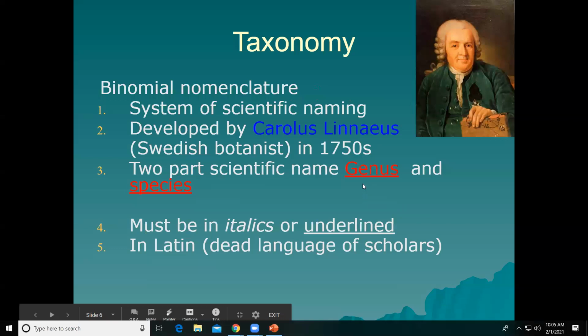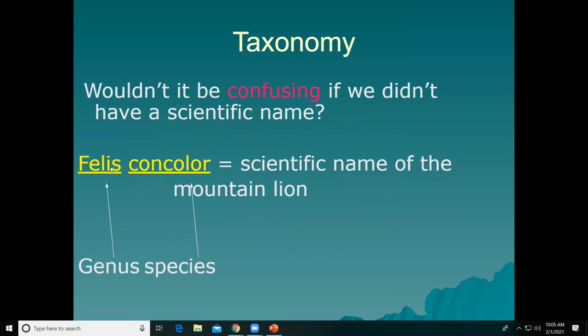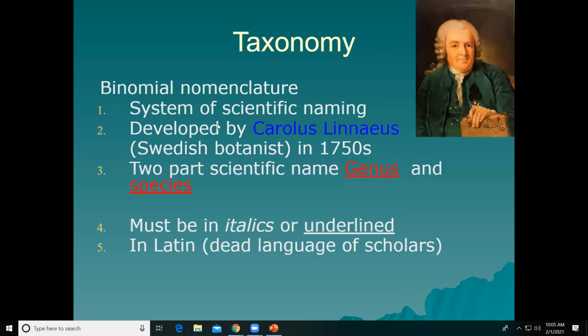So looking at how we name them, this is what we call binomial nomenclature. It does go a little bit more in depth, but whenever we use the scientific name, the binomial refers to basically two names. Like here we have the Felis concolor, which is the two names. So it's the binomial nomenclature there.